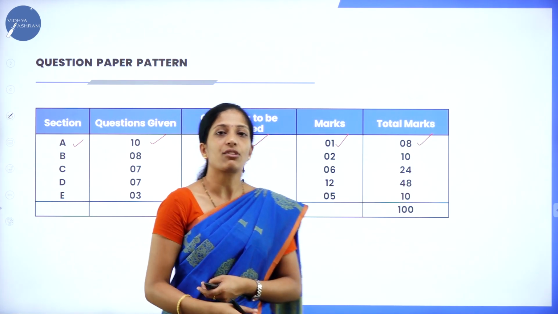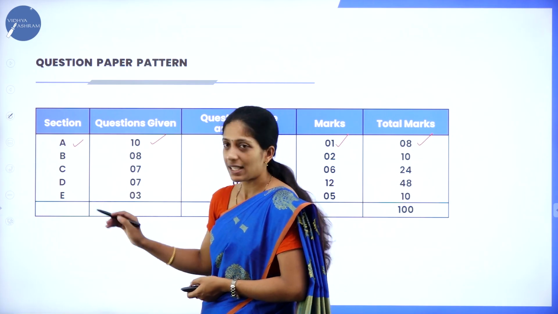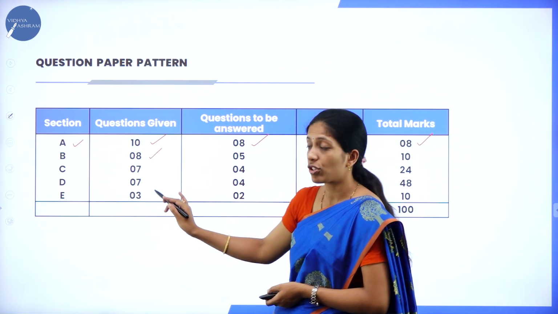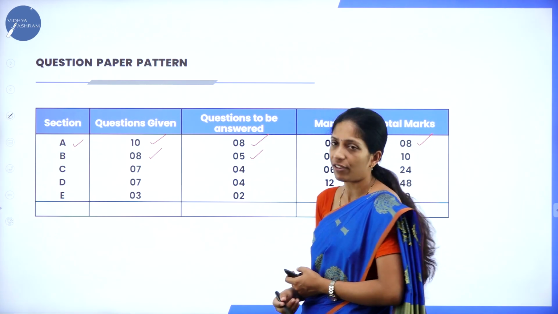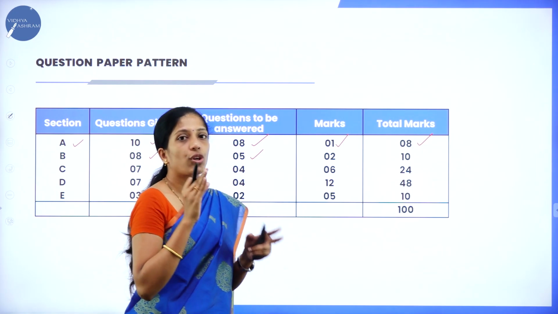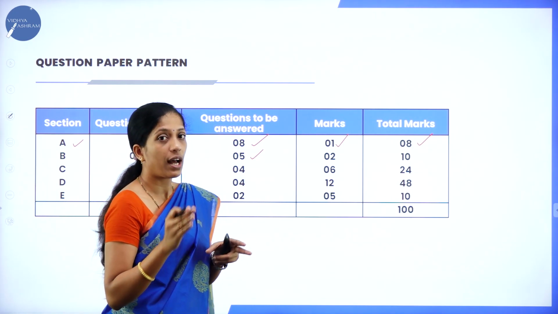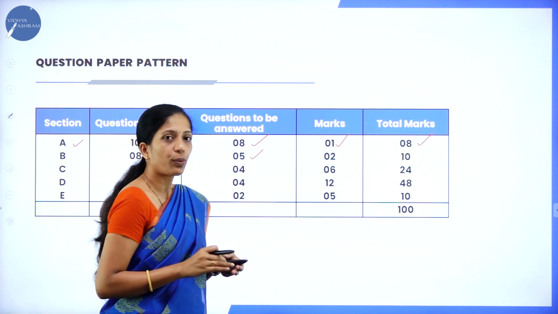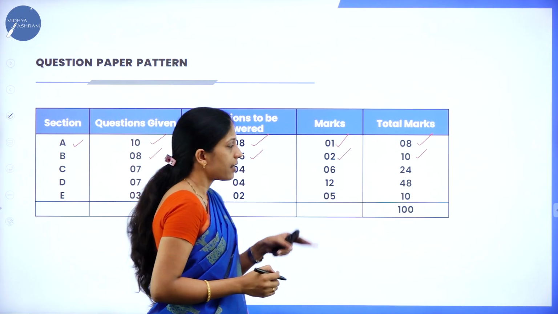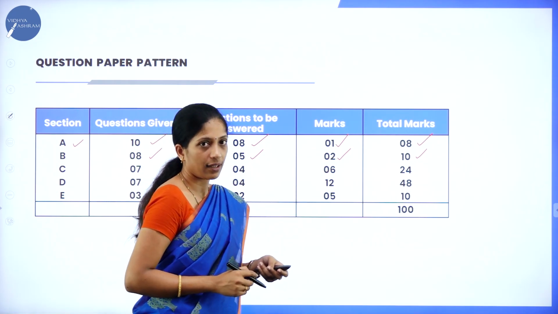Now coming to section B. The total questions given will be 8 questions, where you have to answer only 5. So 3 will be options here. They will give you 8 questions, out of which you have to answer any 5, and each question carries 2 marks. So the total weightage is 10. That is 5 into 2, 10.